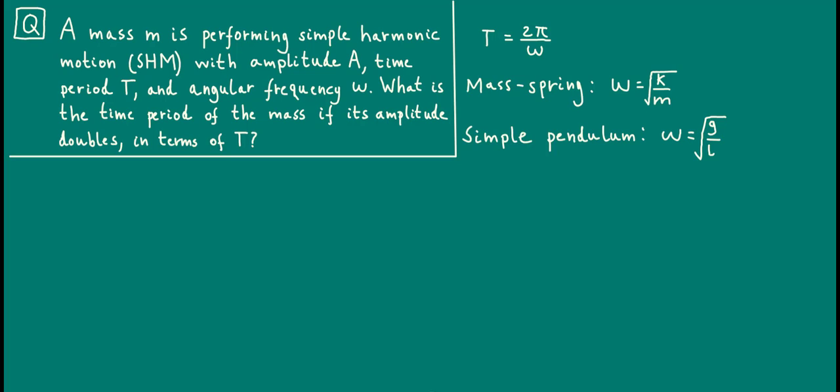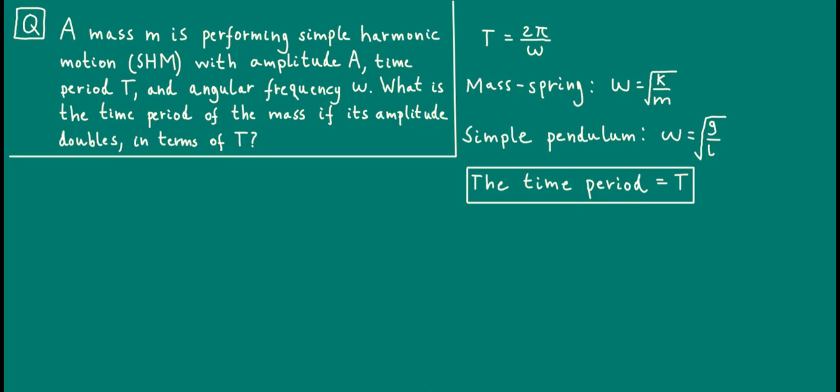In neither of these cases do we see the amplitude, A. And indeed, regardless of which specific system we're considering, if that system is performing SHM, omega, the angular frequency, won't depend on the amplitude. This therefore means that the time period also doesn't depend on amplitude, meaning that doubling the amplitude has no effect on T. It remains unchanged. Surprised? In my experience, students often are.